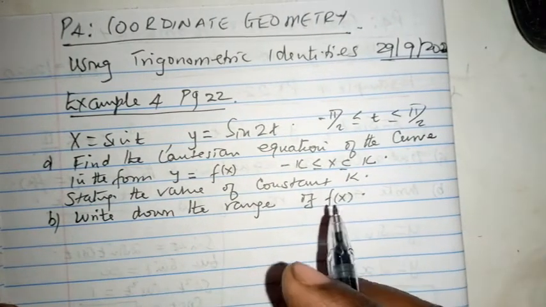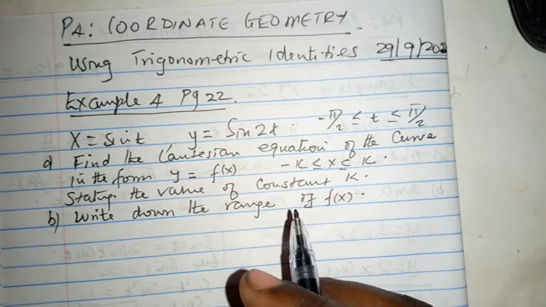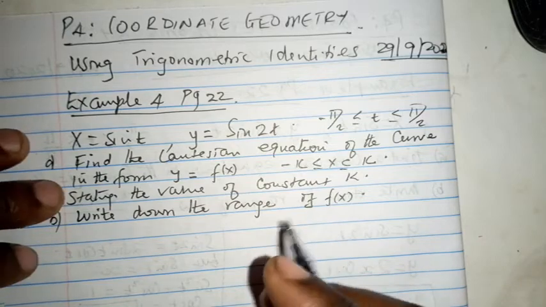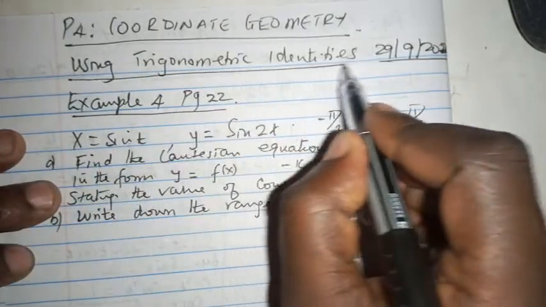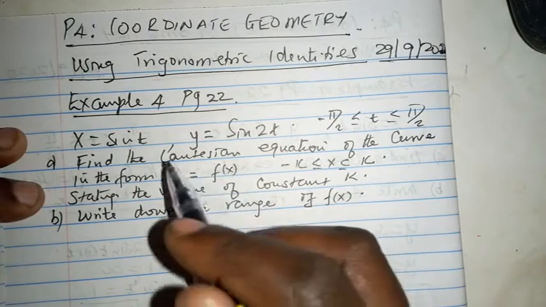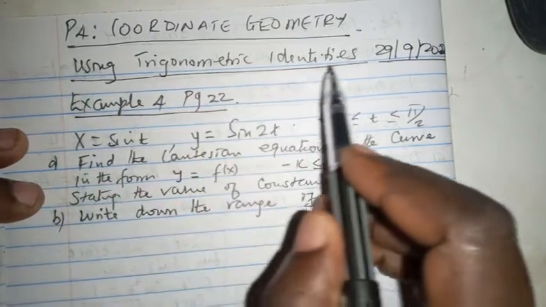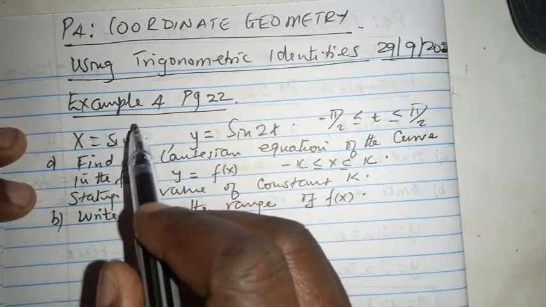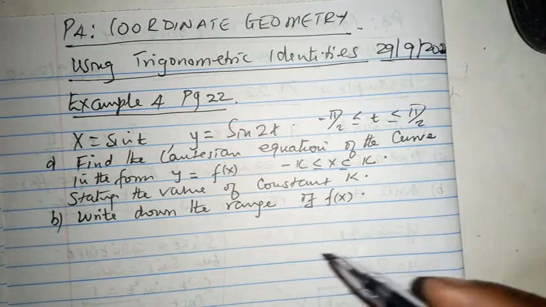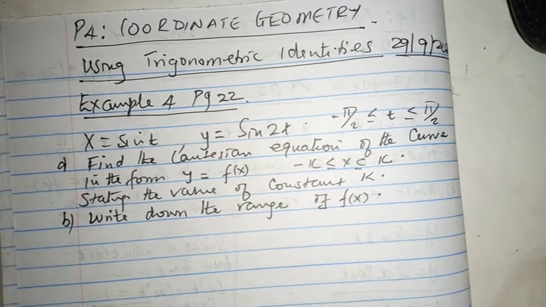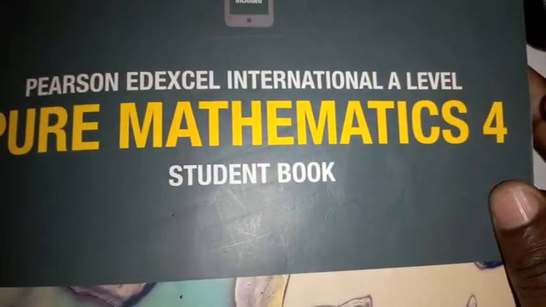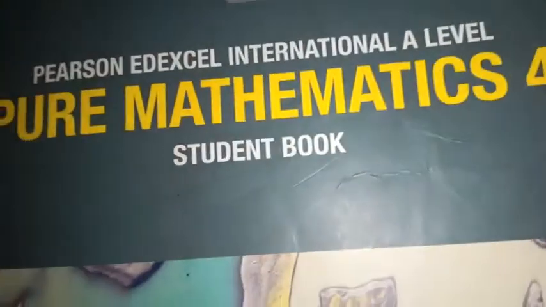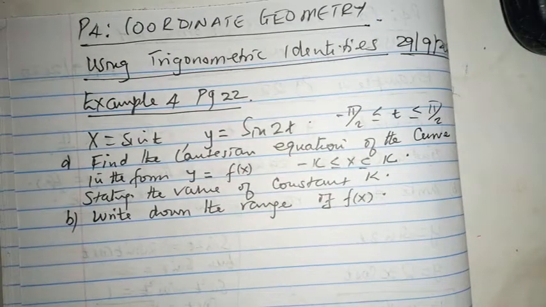And today I want us to understand further coordinate geometry in the XY plane, and we continue to discuss the subtopic using trigonometric identities. To help us, we are going to understand example 4 on page 22 of this book, Pure Mathematics 4, Pearson Edexcel International A Level, student book, page 22.